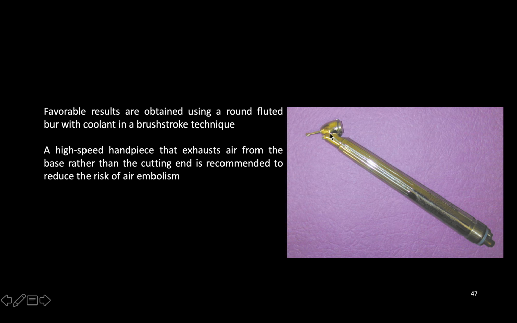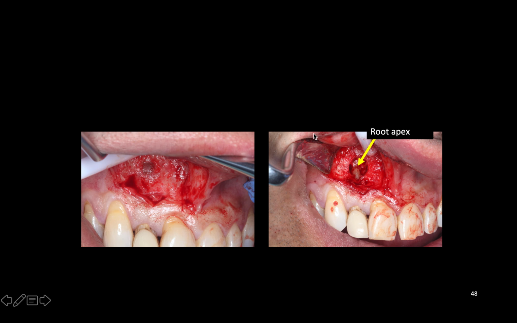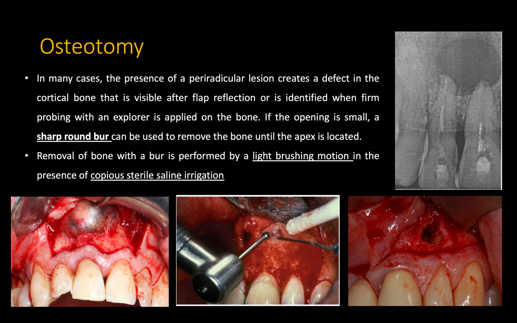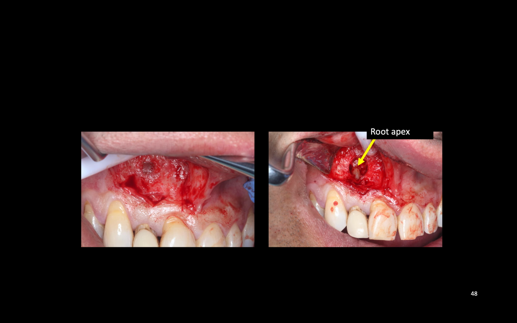This handpiece exhausts the air at the base rather than from the cutting end, and this will help us avoid forcing the air into the surgical site and causing air embolism. So the high-speed handpiece that we should use to do our osteotomy should exhaust the air from the base and not from the cutting end. And we use a sharp round burr to do our osteotomy.